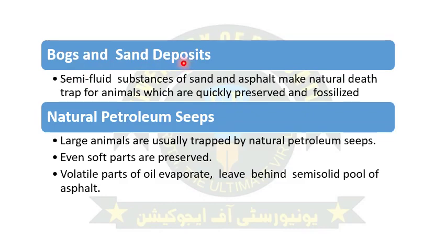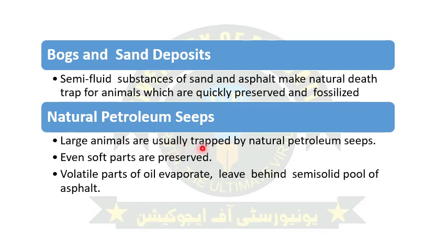Bogs and sand deposits. Bogs are wetlands where peat and other dead plant materials are accumulated in a small quantity of water along with sediments. So these are ideal areas for fossilization. Semi-fluid substances such as sand and asphalt make natural death traps for animals, which are quickly preserved and fossilized. Natural petroleum seeps.